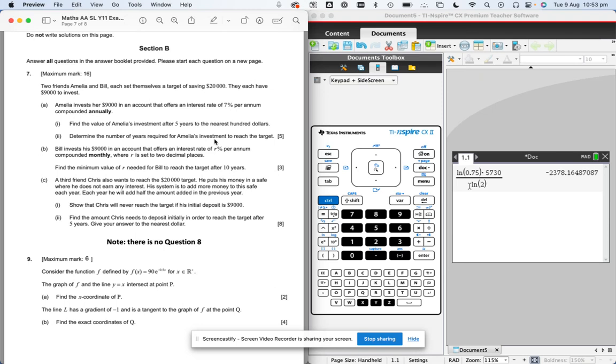Finally onto section B, which is the more long form questions. This is worth quite a fair bit, isn't it? 8 and 3 is 11, 16 marks just in this particular question. So again, I'm focusing on calculator usage and just wanted to point out that this question here is a finance question. It's also just a sequences and series question, depending on how you see it.